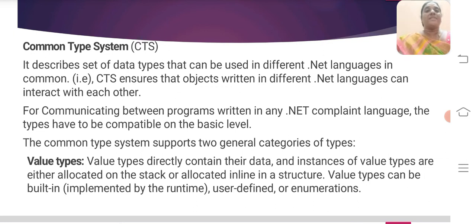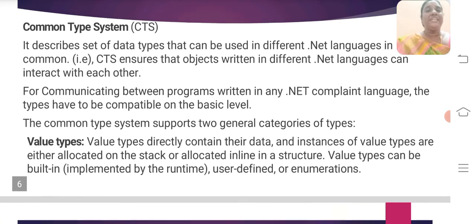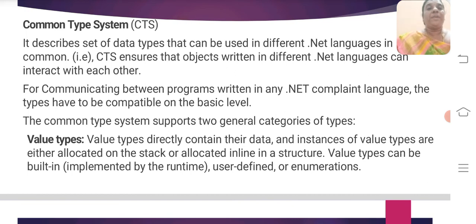Commonly it has two general categories. One is value type and another one is reference type. A value type directly contains a value, that is, we can immediately retrieve the data directly in the variable. We assign a value, and that is called a value type. It is also called an instance of a value type. This will be allocated on a stack, allocated inline in a structure. It can be a user defined data type, or an enumeration or built-in data type.